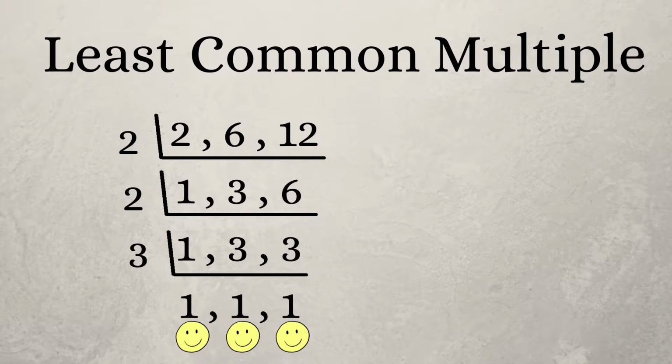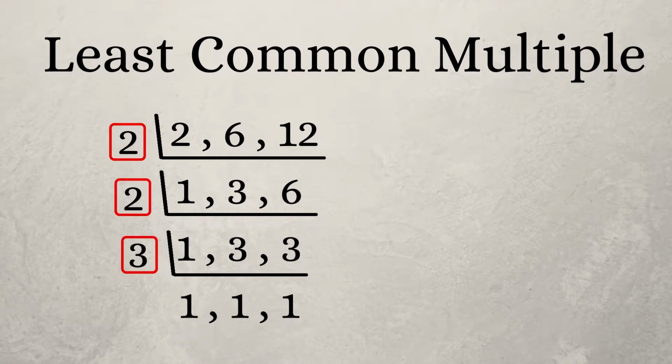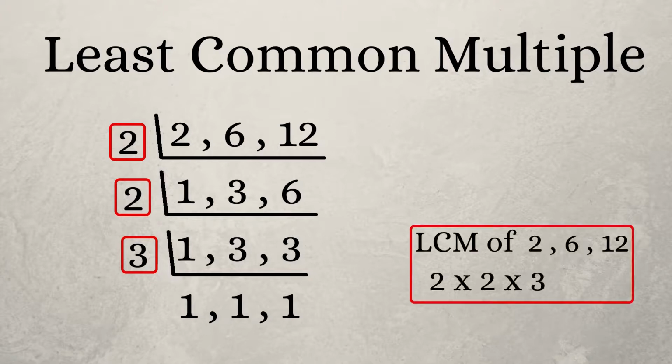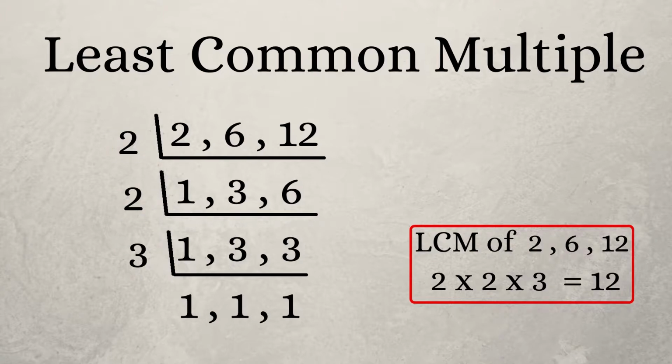So we stop here. And what do we do next? Pick up all our divisors, which are 2, 2 and 3, and find the product. Thus the LCM of 2, 6 and 12 is 12.